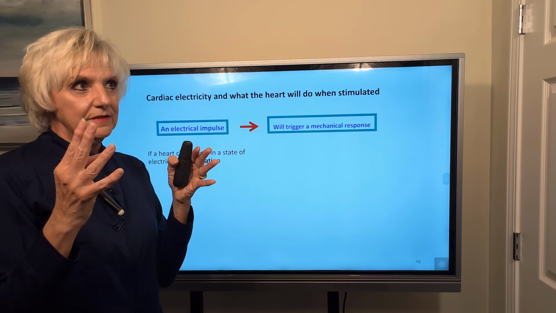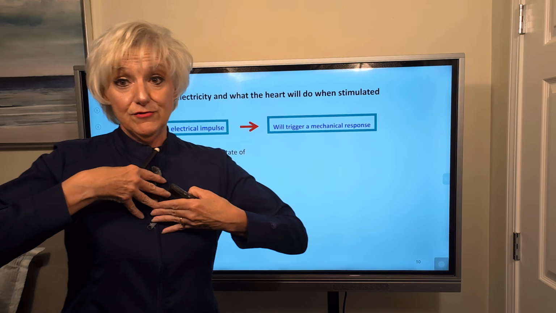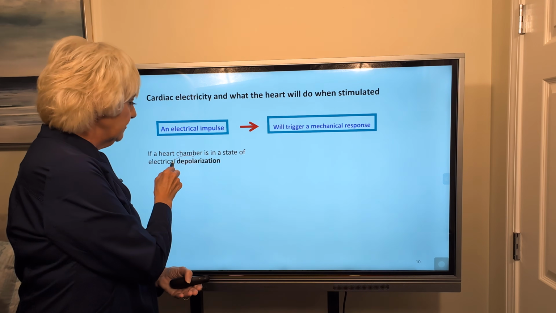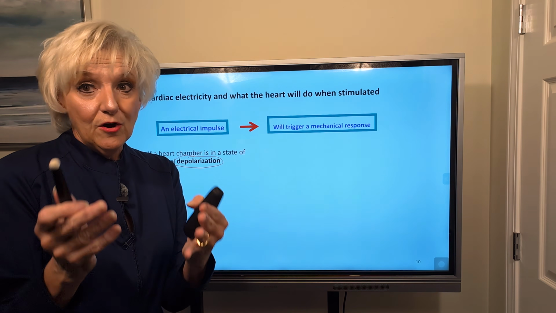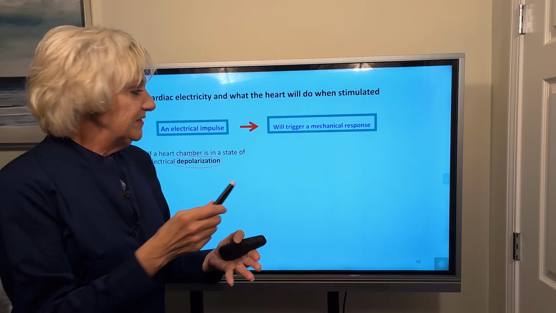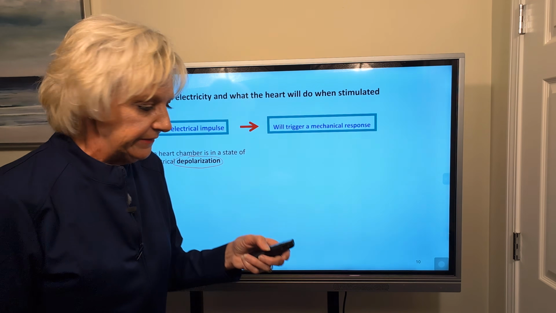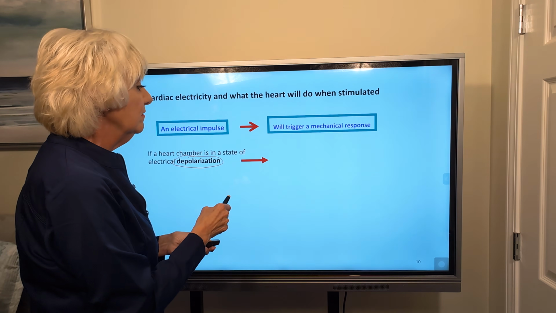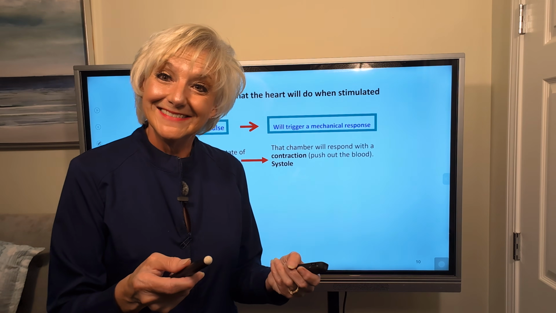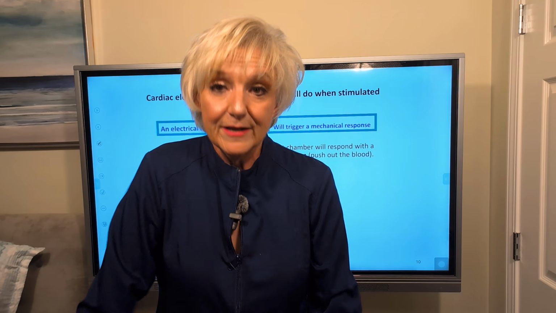So here is your first crack at an electrical term. If a heart chamber, whether it's the atria or the ventricles, is in a state of electrical depolarization, that's just an electrical term. You just need to know the term. We don't need to explain it. Nurses, I'm not an electrician. You aren't either. And NCLEX is not going to say, explain depolarization. They want to know what's happening. So if any chamber is in a state of electrical depolarization, it will contract and push out its blood, which is called systole. So if these are my atria and they are depolarized, they will push. That's what you need to know.